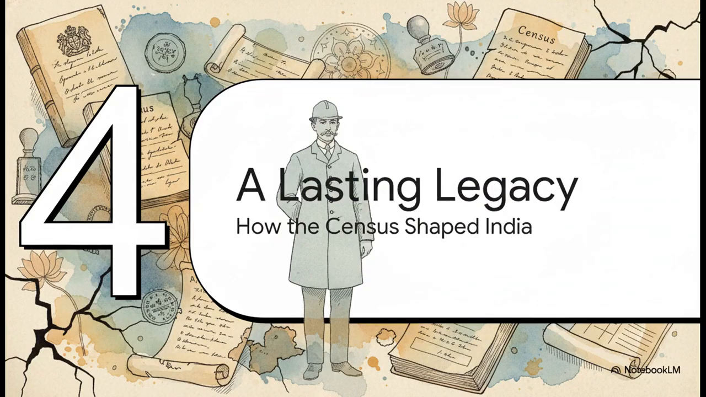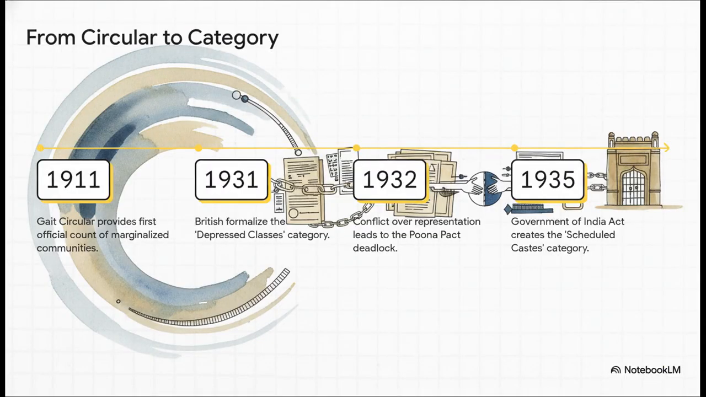Okay, so with all this intense backlash, the British government did eventually back down from Gait's specific proposal. But, and this is a huge but, it was too late. The cat was out of the bag. The data had been gathered, these new categories had been created in people's minds, and the entire political landscape had been changed forever.